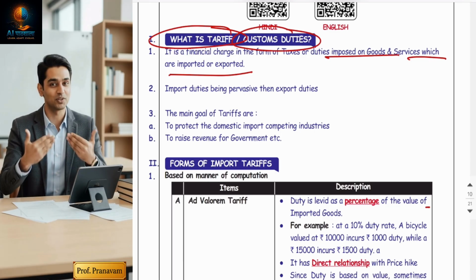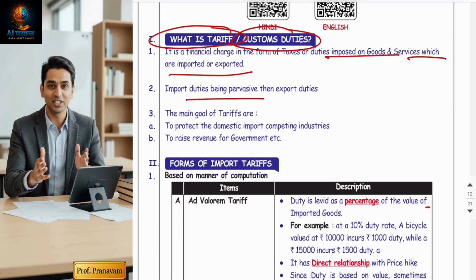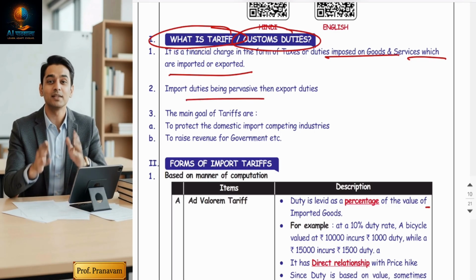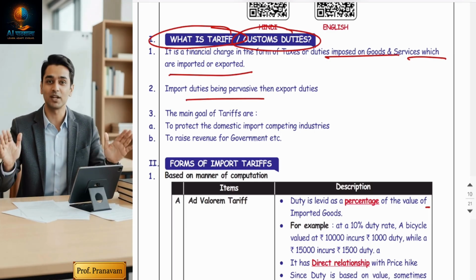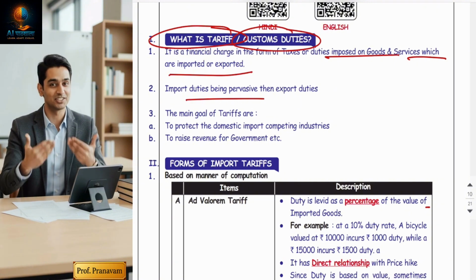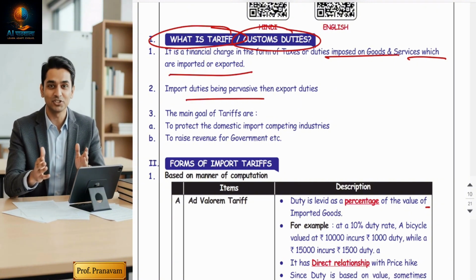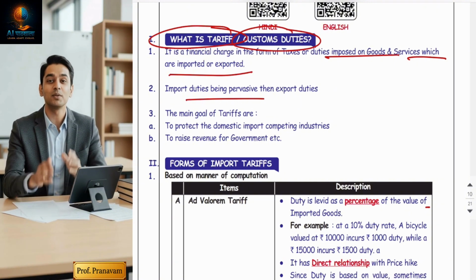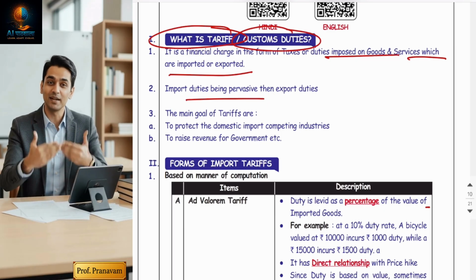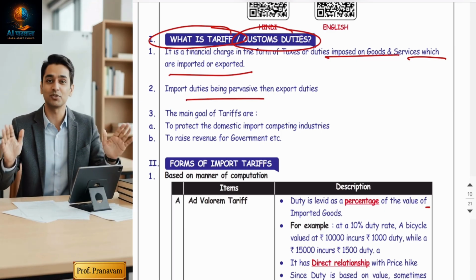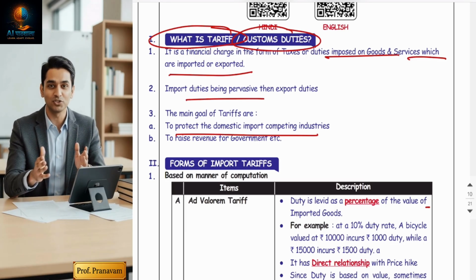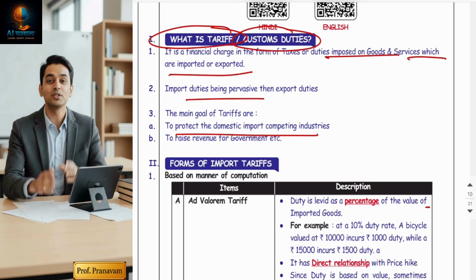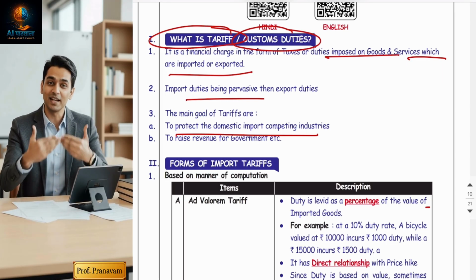Now, the important observation in practice is that import duties are more common. Export duties are used much less. Export duties are charged very rarely because, guys, government usually wants to control imports and protect domestic producers. And they actually want to promote exports.